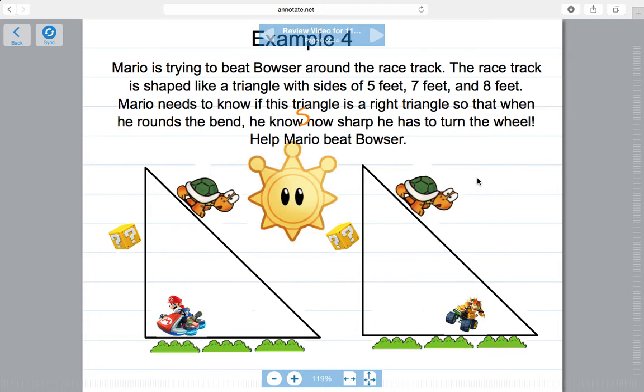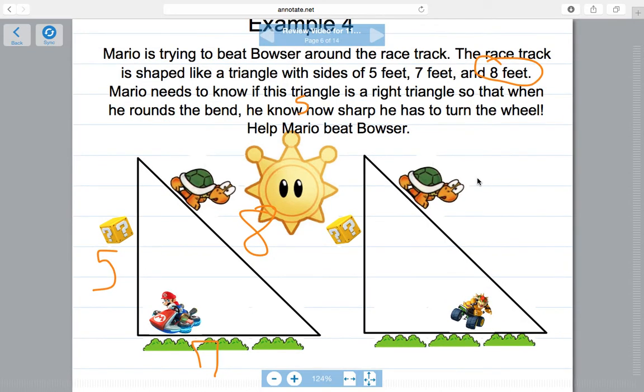Okay, so both these triangles are the same. I just showed you 2 triangles just so that you could get a nice image of Mario trying to beat Bowser around the racetrack. So if I label this side 5, then this side has to be 7, and therefore the hypotenuse has to be 8. Now we also know that the hypotenuse is the longest side, so no matter what, it has to be 8. Now the 5 and 7, you could have switched positions and it would not have made a difference.